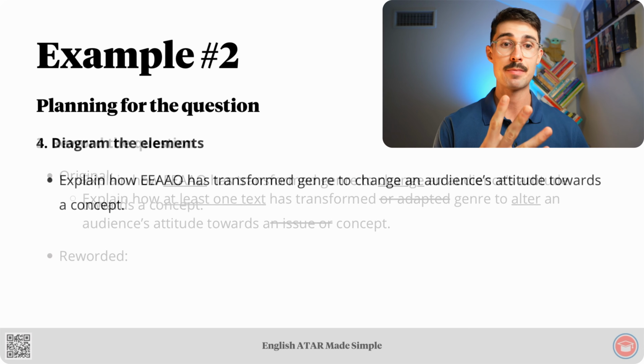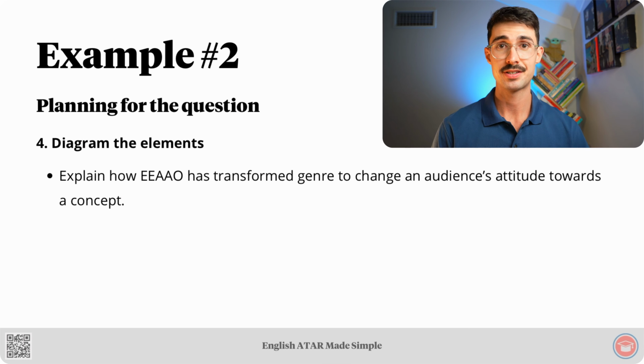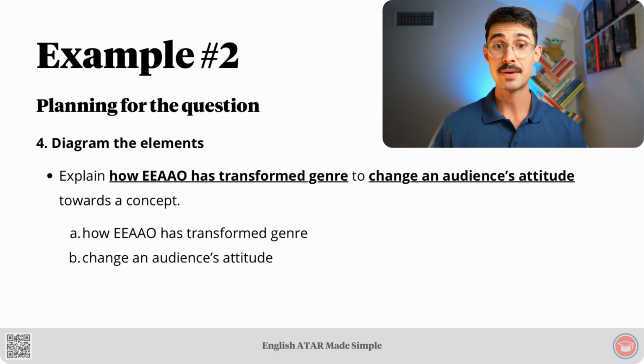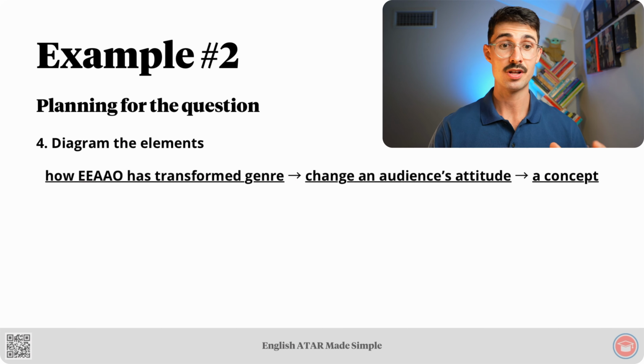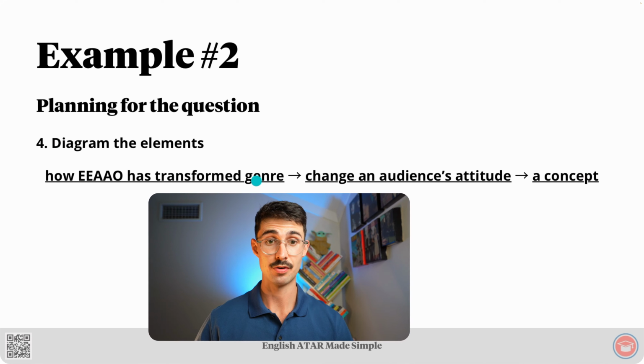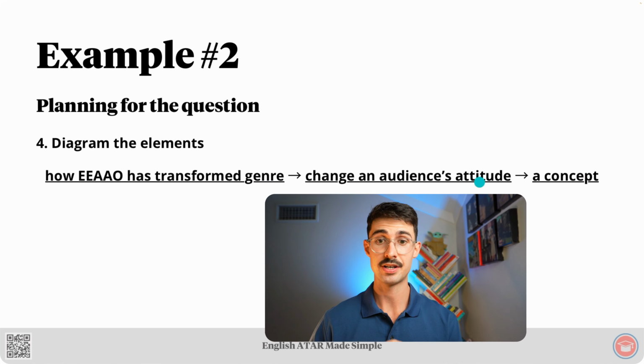Moving on to step number 4, diagram the elements. First main element of the question is this part of it, how the text has transformed genre. Next main part of the question is change an audience's attitude. Final main part of the question is a concept. All of these elements in diagram form look like the following. We go from how Everything Everywhere has transformed genre to change an audience's attitude to a concept. Let's see what those different elements look like in a completed diagram.